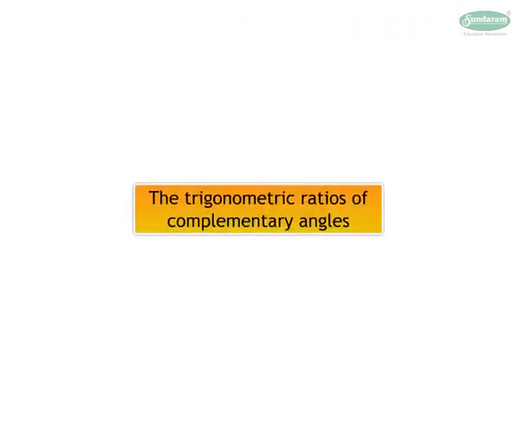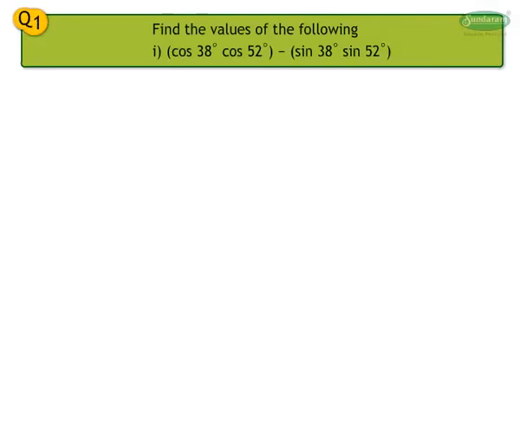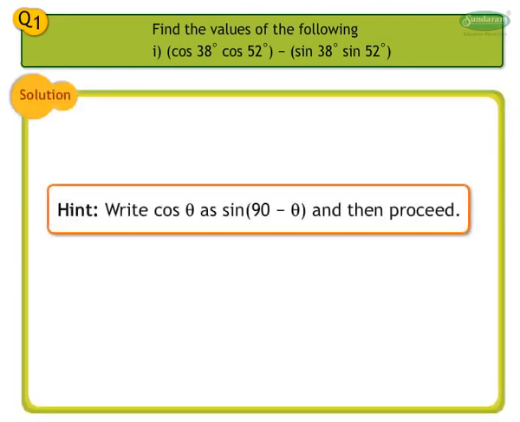Now that you have understood the trigonometric ratios of complementary angles, let us apply this concept in Exercise 8.3 to find the required values. Exercise 8.3. Question 1. Find the values of the following. 1. Cos 38 degrees cos 52 degrees minus sin 38 degrees sin 52 degrees. Solution. Hint. Write cos theta as sin 90 minus theta.